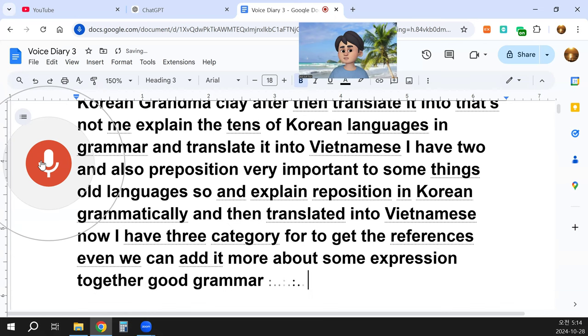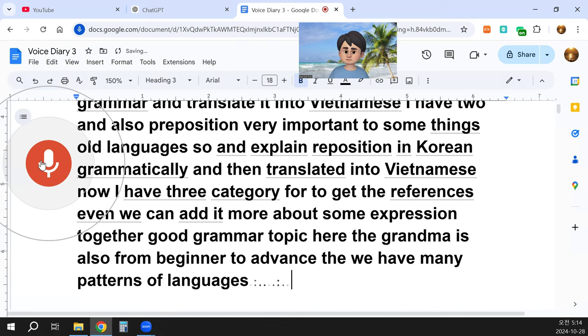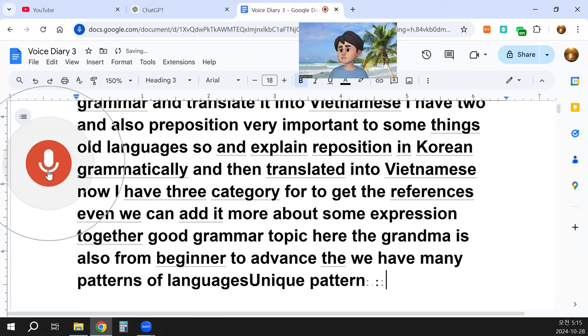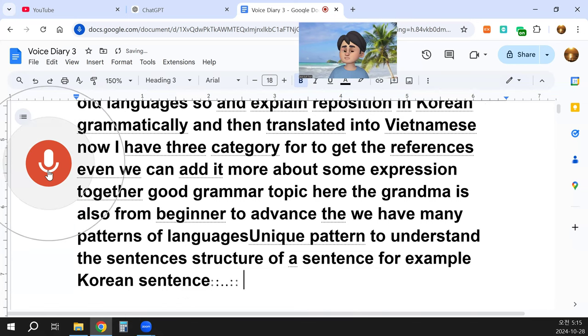Here the grammar goes from beginner to advanced. We have many patterns of language. Each language has a unique pattern to understand, a unique pattern to understand the structure of a sentence. For example, a Korean sentence has a unique pattern like this.